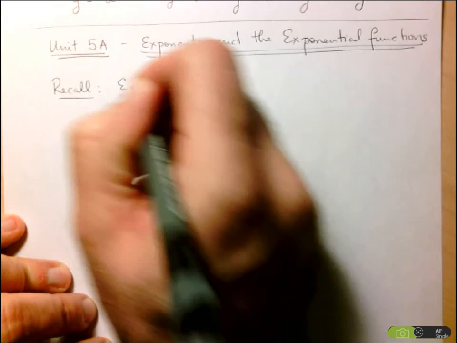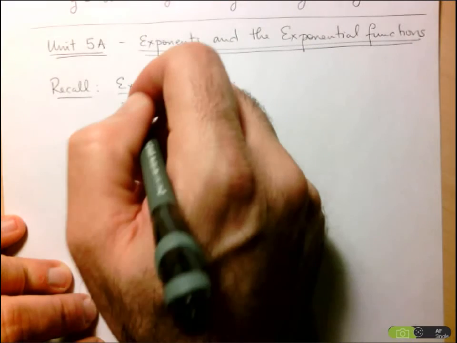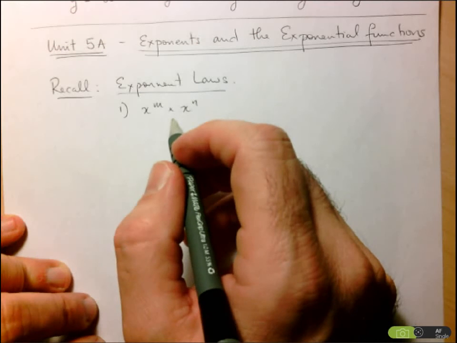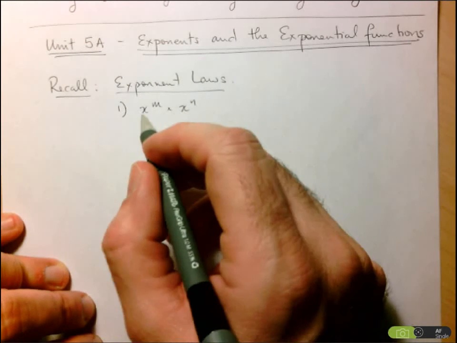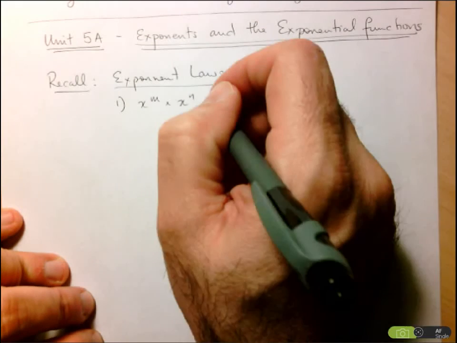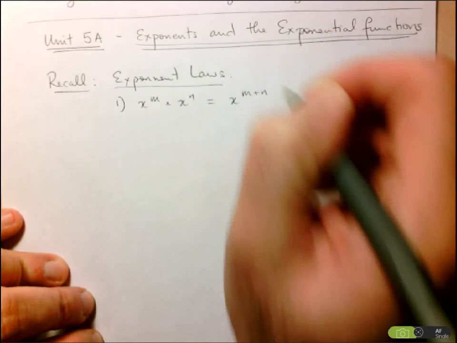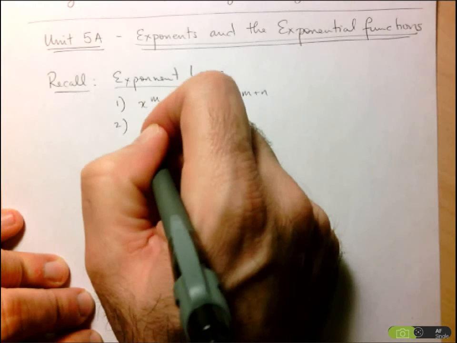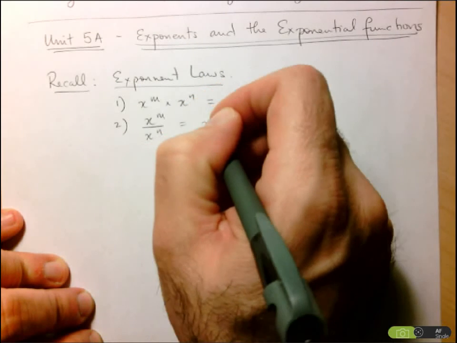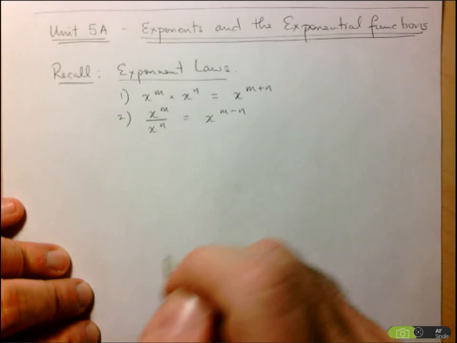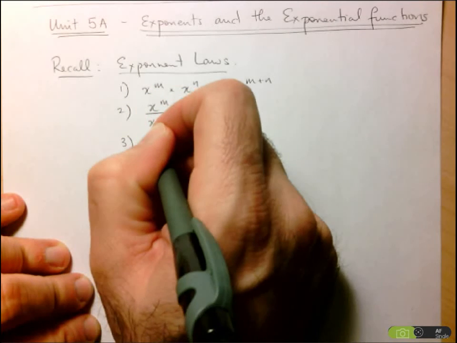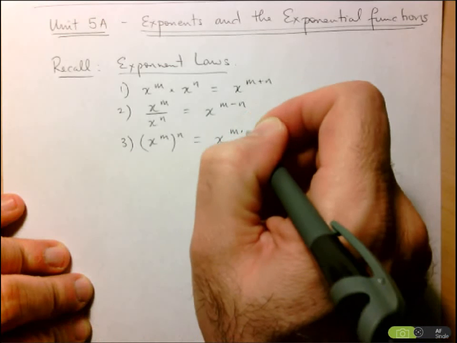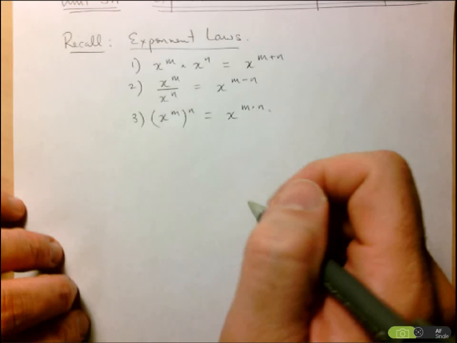So number 1, we have the product law, x to the m times x to the n. I'm not going to write out that the bases have to be the same; it's implied in the way I've written the expression. That's just equal to x to the m plus n. Then we have the quotient law, x to the m over x to the n, that's x to the m minus n. And then we've got the power law, which is x to the m to the exponent of n, and that's x to the m times n. So this is what we knew from before.